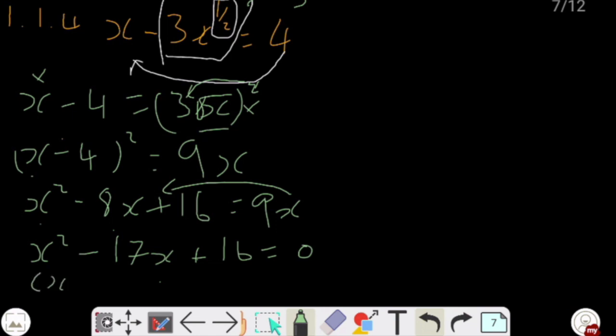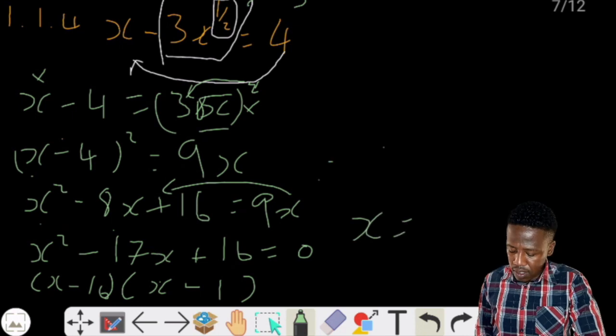Let's get the factors. I will have x and then x, and then I can say minus 16, and then on this side I can say minus 1. Your x equals 16, or your x equals 1.